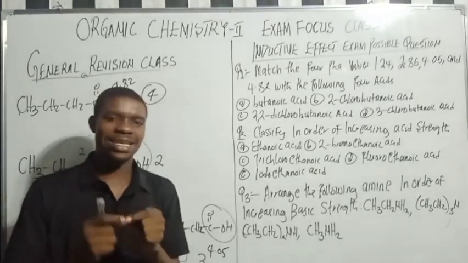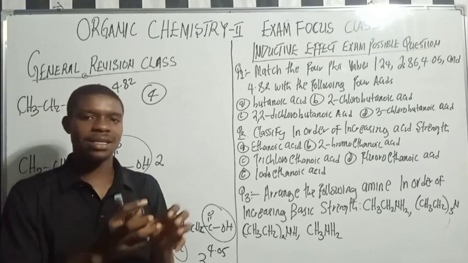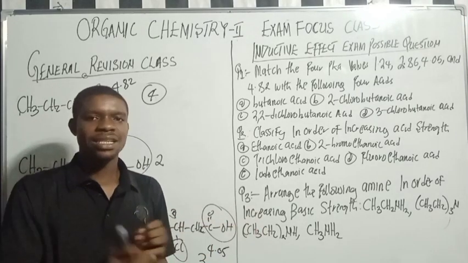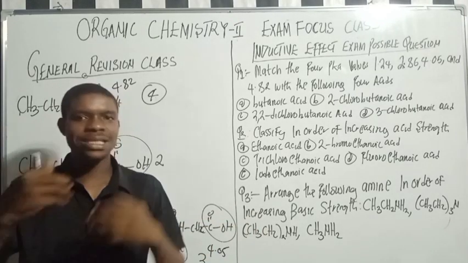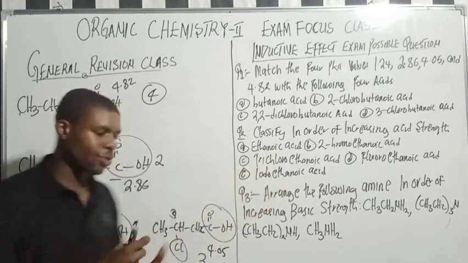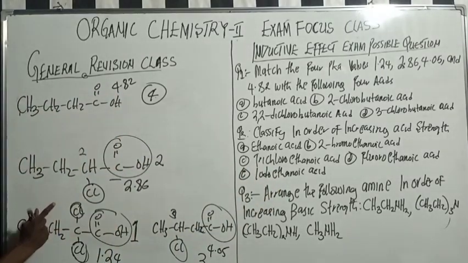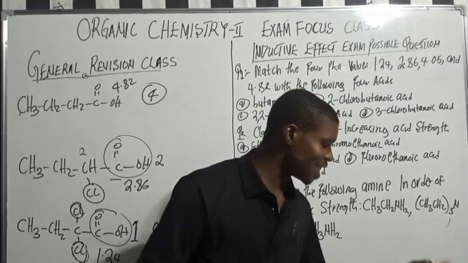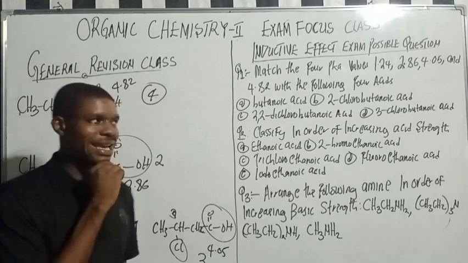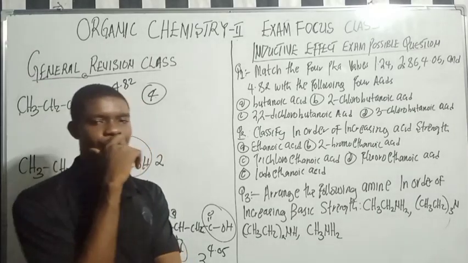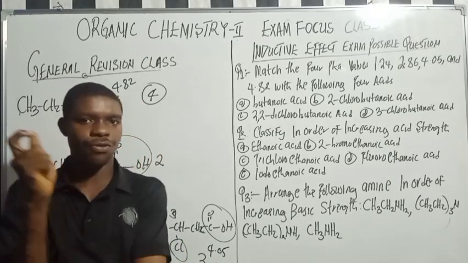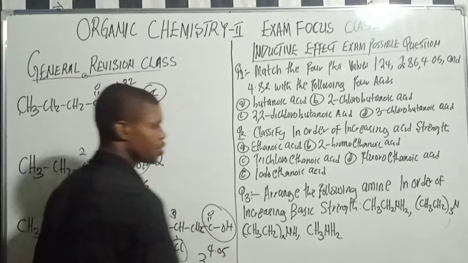So the weaker the strength of the acid, the higher the pKa value. The higher the strength of the acid, the lower the pKa value. Just that. So this is the answer here. Now in the exam, they may ask you to rank them in increasing order of acidity or decreasing order of acidity. Before I move on, let me explain that to you.